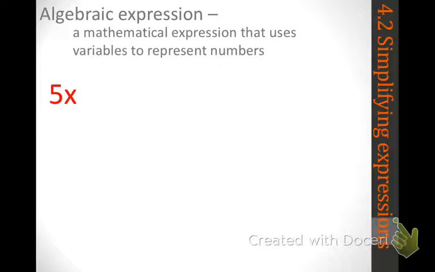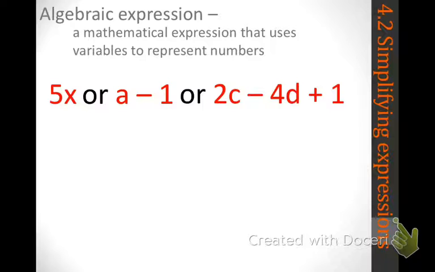They could also have two terms, a minus 1. That's an algebraic expression. It has two terms, a and negative 1, a minus 1. And it could have more than one term or two terms. It could have three terms. It could be 2c minus 4d plus 1. All three of those are considered algebraic expressions.